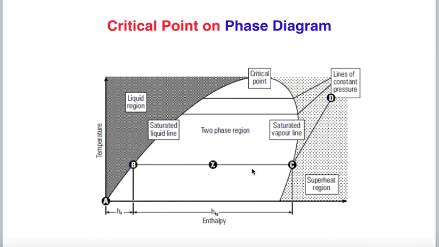So this is the critical point on the phase diagram. You can see this is a phase diagram, temperature versus enthalpy, and here at point A the water is a cold liquid, and if we heat water, the temperature starts increasing. At point B the water started boiling, so corresponding to point B the enthalpy, see HF, this is the sensible heat of water.